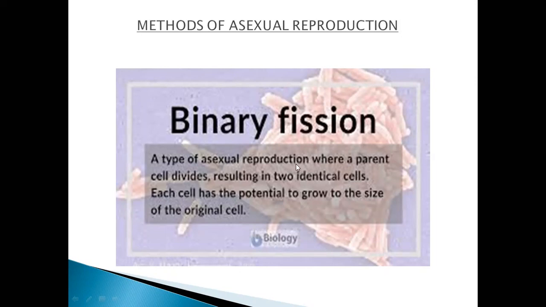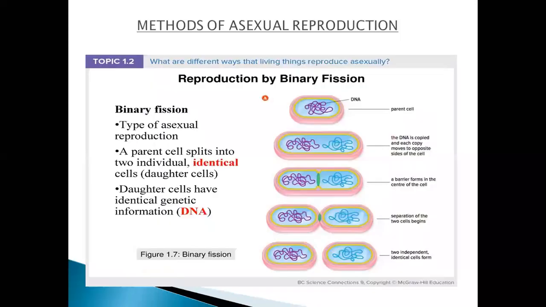If you remember the definition of mitosis from class, mitosis says one cell is divided into two cells with the same number of chromosomes as were present in their parent cell, right? In the same way, for binary fission, we can say that one cell is divided into two identical cells, meaning they will resemble their parent. Each cell has the potential to grow to the size of the original cell. Now, see binary fission through a diagram.